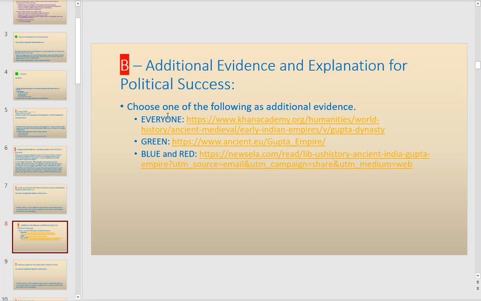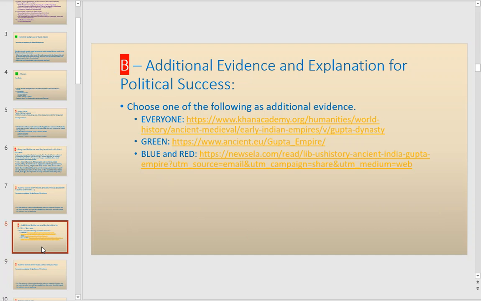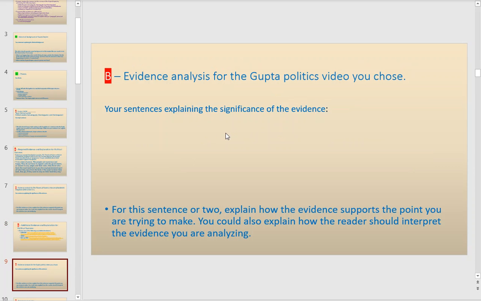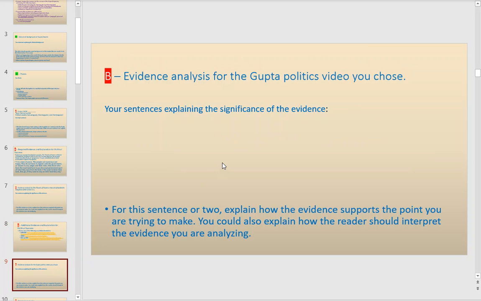You can choose the everyone one. You can choose, if you're in the green group, the green one. You can choose the blue and the red one if you're in the blue and red group. Anyone can use the everyone one, or you should stick to your color group on these ones because it'll be level appropriate. You pick one of these to do, read it, and figure out what it means. Again, you don't have to quote it or do anything with it. You just study it, and then you write a little bit of analysis about it. If you like it, you can quote something out of this and analyze it here, or you can just explain what the things that you opened up, these links, meant. So it's basically more evidence analysis.